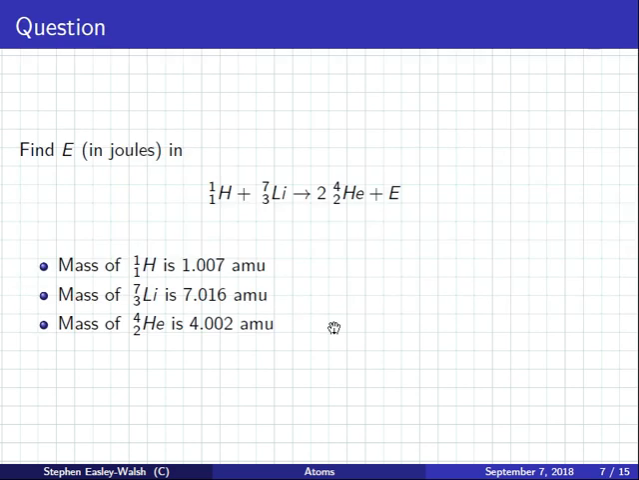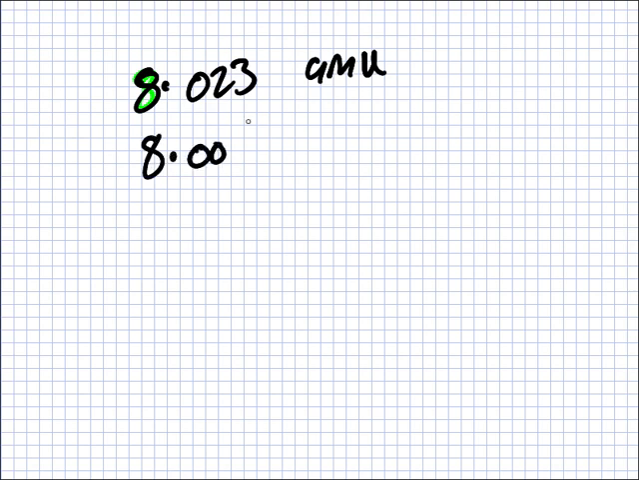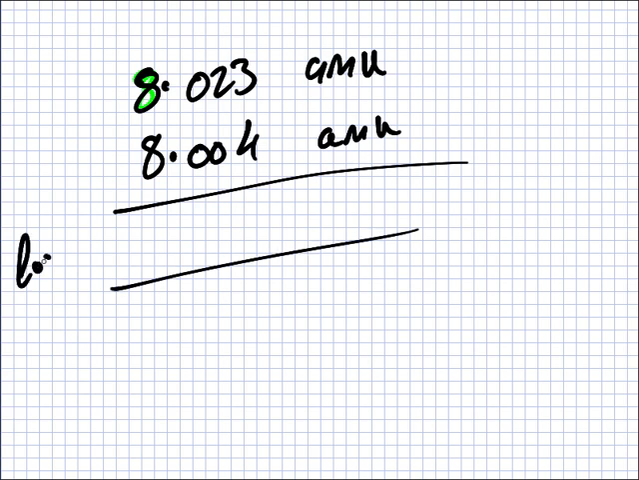So let's go back to this example now. Andek, what did you say the mass was on the left here? Let me write that down. 8.023 AMU, and on the right was 8.004 AMU. So the mass that appears to be lost is 0.019 AMU. Now, is it really lost? No. Einstein said it was converted into energy.